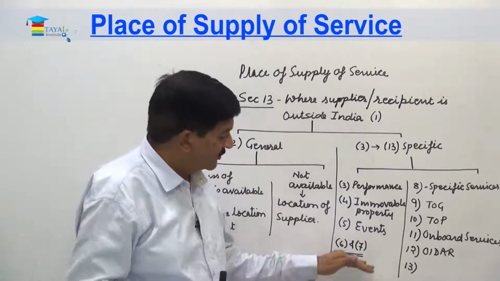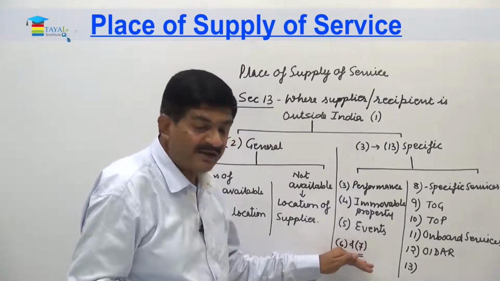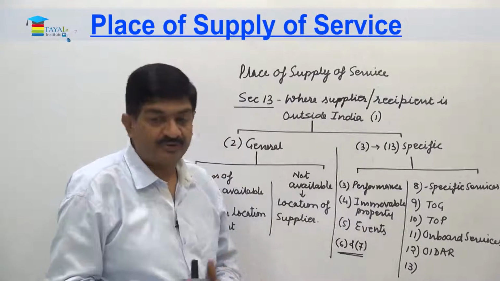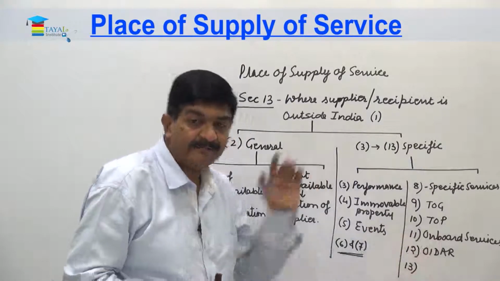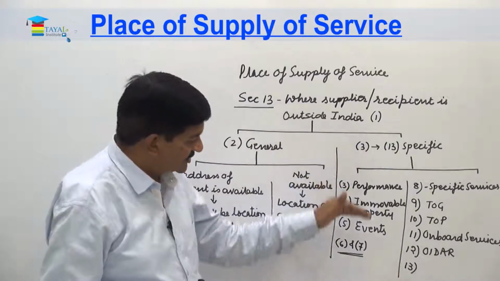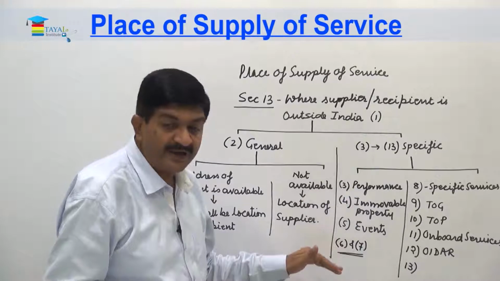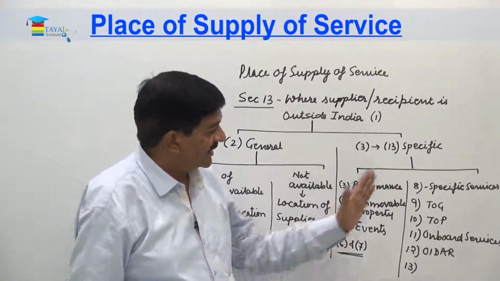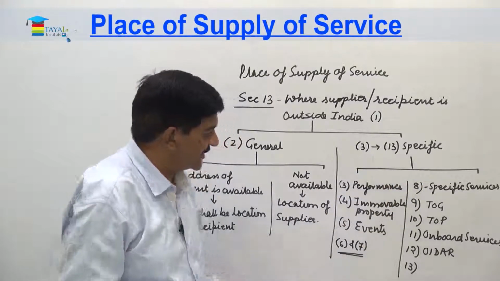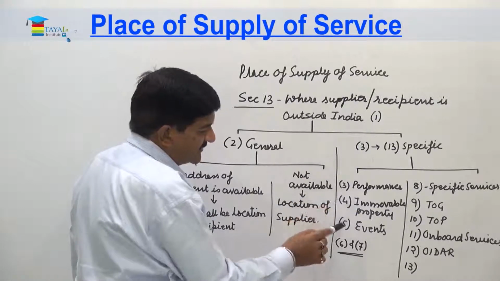The only reason is that 3, 4, 5 and then 6 and 7, these 6 and 7 are connected to services covered under 3, 4, 5. These do not apply here, right? And then here every subsection is independent. So it becomes a group, subsections 3, 4 and 5, and then 6 and 7, and here we have subsections 8, 9, 10. So these are performance related services, these are immovable property, and this is event.